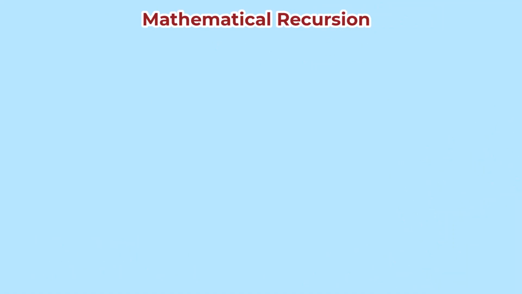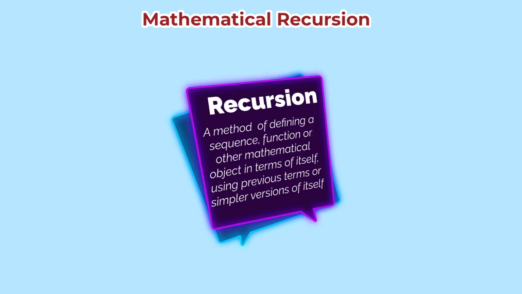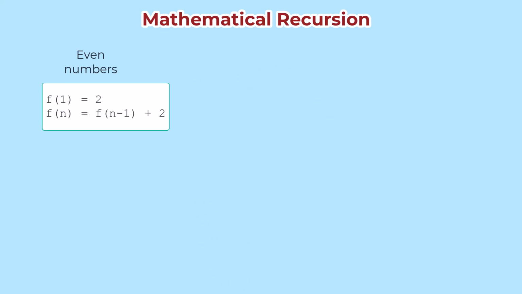We need to start by understanding how recursion works. Let's start by looking at recursion in math, where they define recursion as a method of defining a sequence, function, or other mathematical object in terms of itself, using previous terms or simpler versions of itself. For example, we could generate all of the even numbers with this recursive function.